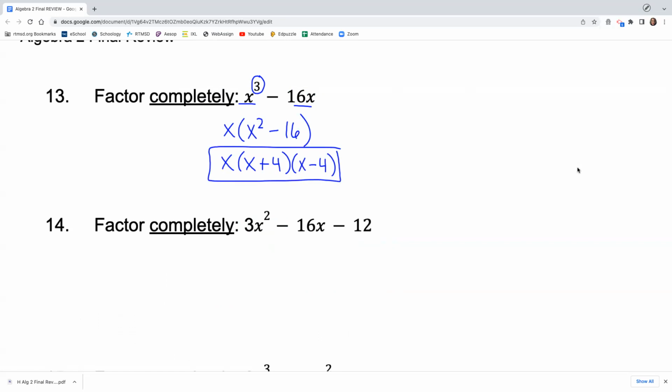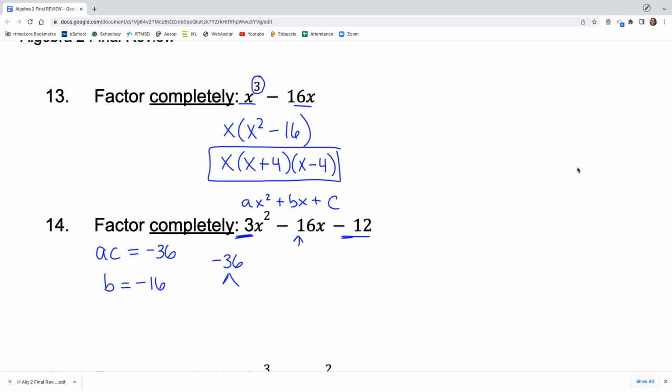For number 14, this is the first question that we're seeing, a trinomial that we have to look for what multiplies to be this and adds to be this. So remember, when you have a polynomial in standard form, ax squared plus bx plus c, and this number here is not 1, you have to figure out what multiplies to be a times c and also adds to be b. So we multiply 3 times -12, that's -36, and then the b number is -16. So we have to find the factors of -36 that add to be -16.